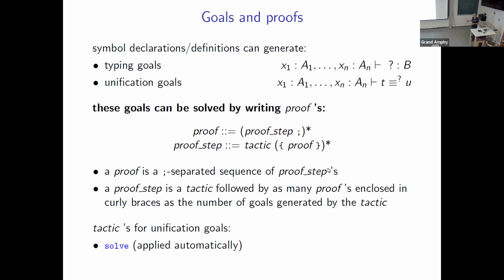But you may also have unification goals. It means that for something to be typable, two expressions need to be equal, and the system did not succeed in proving those equalities. In this case, you possibly have to help the system. To solve these problems, you have a number of tactics that you can organize in order to solve them.